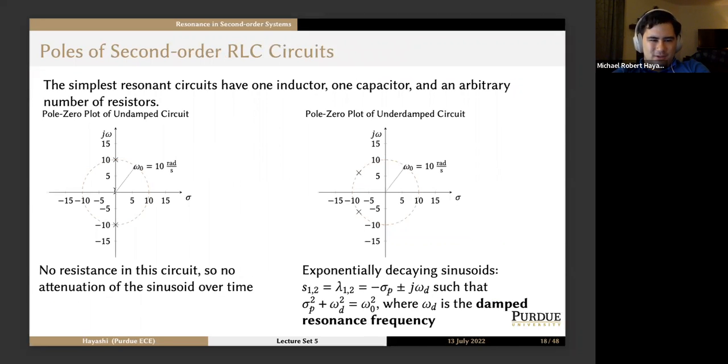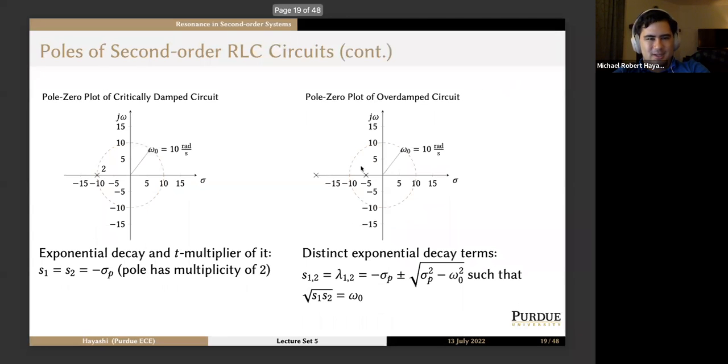And then we talked about the location of poles. So the undamped circuit has poles on the imaginary axis, separated by 10 radians per second from the origin. And then along the 10 radian per second circle, we have an underdamped circuit in the left half plane with complex conjugate poles. The critically damped circuit has a pole of multiplicity 2 right on the real axis. And the overdamped circuit has a pole within the circle and outside of the circle on the negative real axis, such that the geometric mean of the poles lies on the circle.